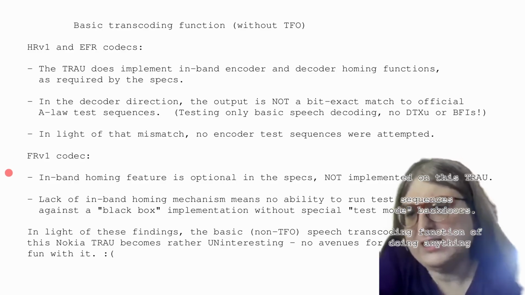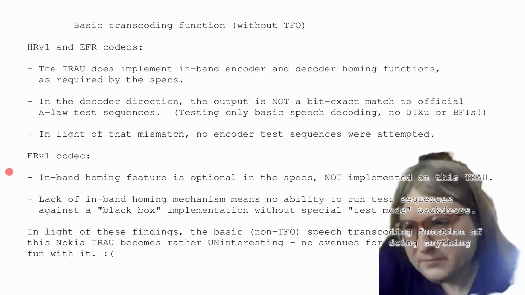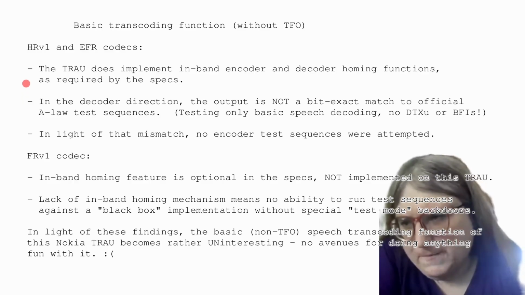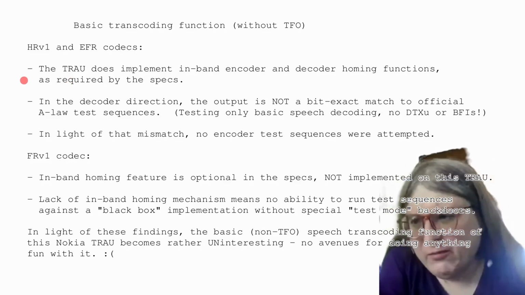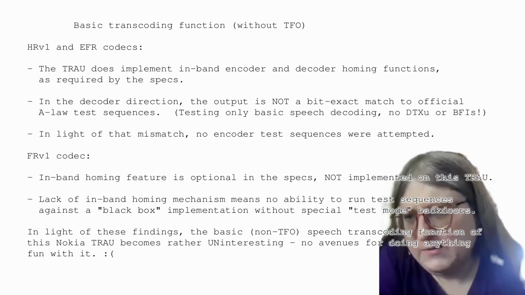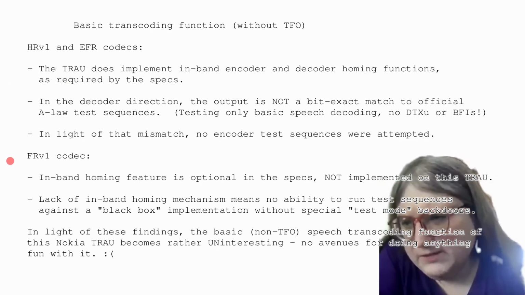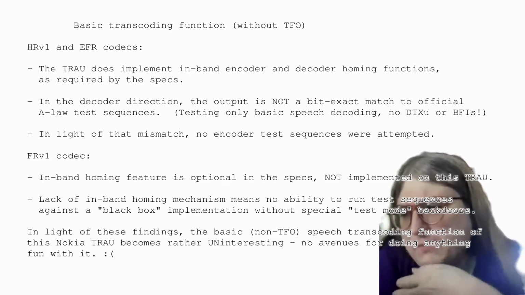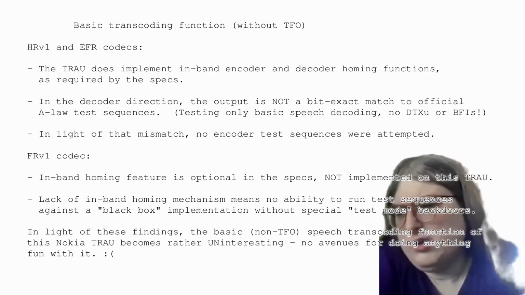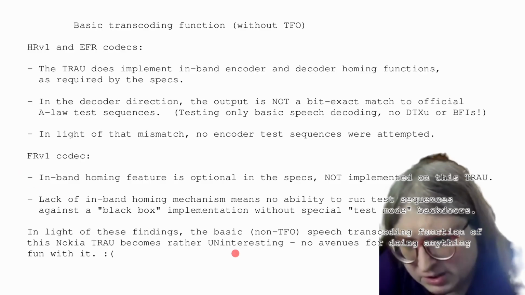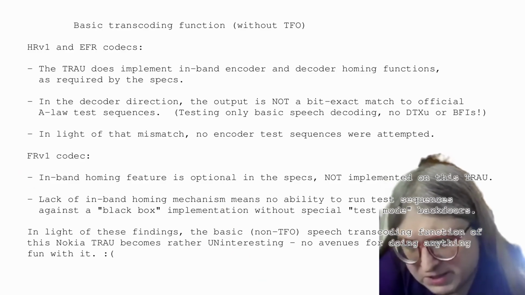And then with FR1, it's even worse, because with these ones, at least they do the homing. I'm going to save my voice, but you can read this bullet point here. So the homing sequences are present, the homing functions are present, but not for FR1, because for FR1, the homing feature is optional per the spec, and I guess Nokia says, no, it's optional, we don't have to do it, and so they didn't. And so that's kind of the end of the slide here.